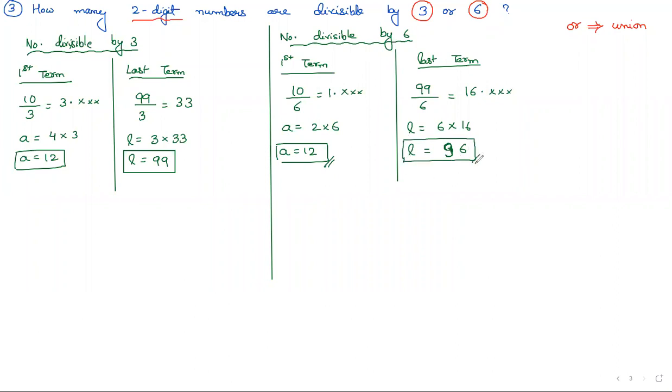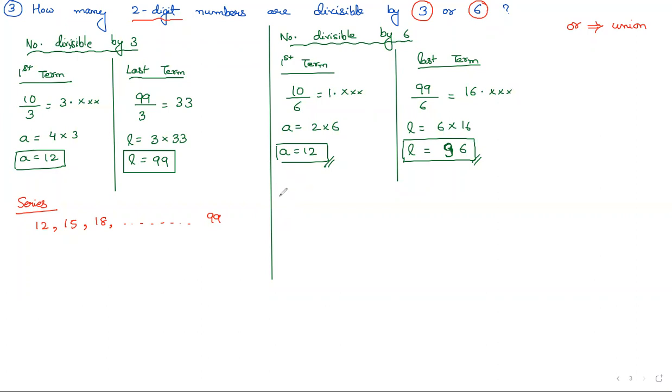Now you know your first term, you know your last term. So if you have to find out the series, the series here in this scenario is 12 and then plus 3, why? Because it's divisible by 3: 15, 18, goes all the way till 99. Just a minute, I'm just getting a call. So the series is this.